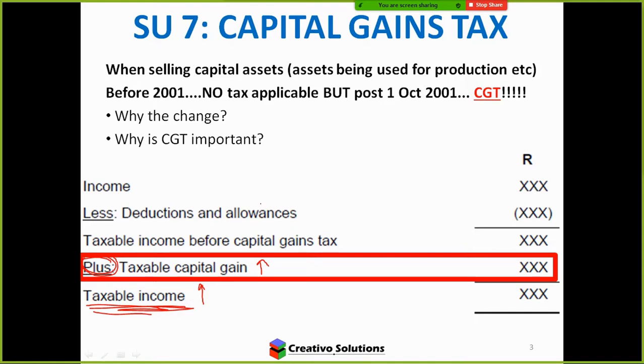So there are certain rules we need to apply. CGT is obviously important because businesses need to account for their assets, and a capital gain or loss can arise. If I make a loss, what will a loss do to my taxable income?